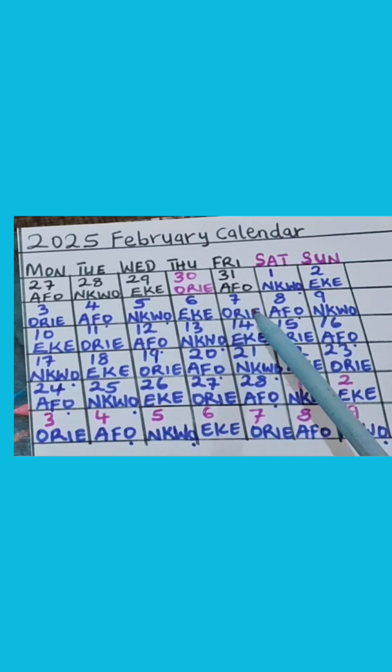Friday, 7th February, Ore Day. Saturday, 8th February, Afo Day. Sunday, 9th February, Nkwo Day.